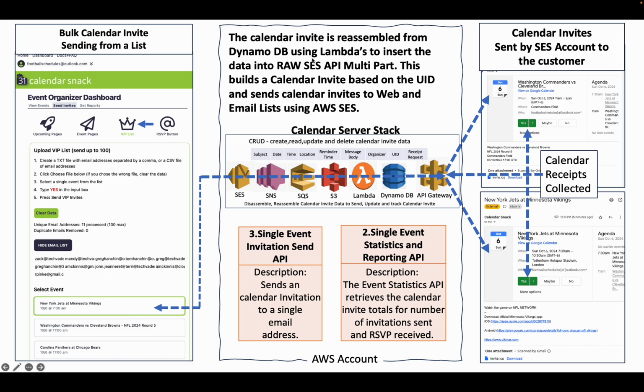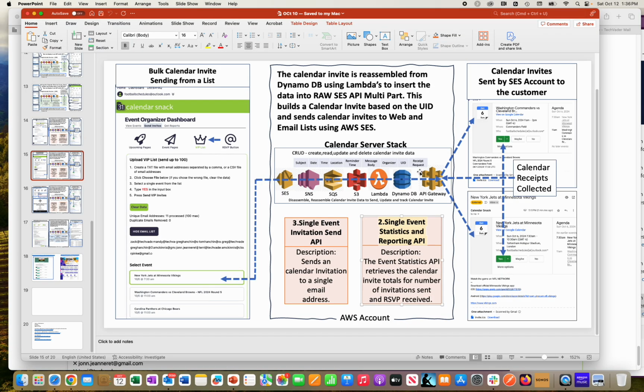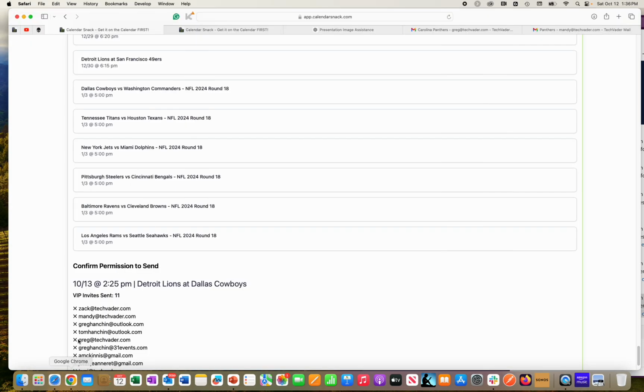And what we're doing is reassembling a calendar invite out of the Dynamo database using our lambdas. And that lambda is a high performance lambda that's actually talking to the raw API for SES, or Simple Email Service, and we're assembling a calendar invite for that game on the fly. Now when we send it out via the API gateway, we're collecting the calendar receipts, which you'll see right here in the next part of the demo.